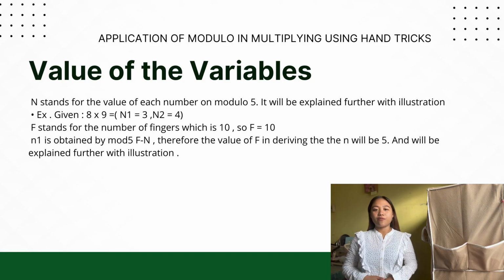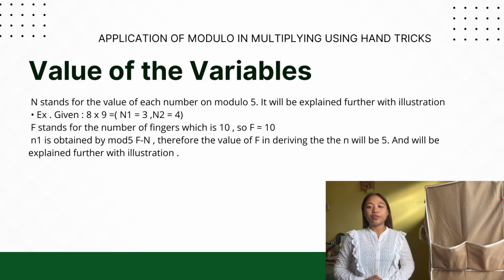The next one is F. F stands for the number of fingers, which is 10. So, F is equal to 10. The small n is obtained by subtracting the value of N from F in mod 5. Therefore, in order for us to get the value of small n, we need to use F, but F will be equal to 5, since 10 mod 5 is equal to 0, therefore it is 5.